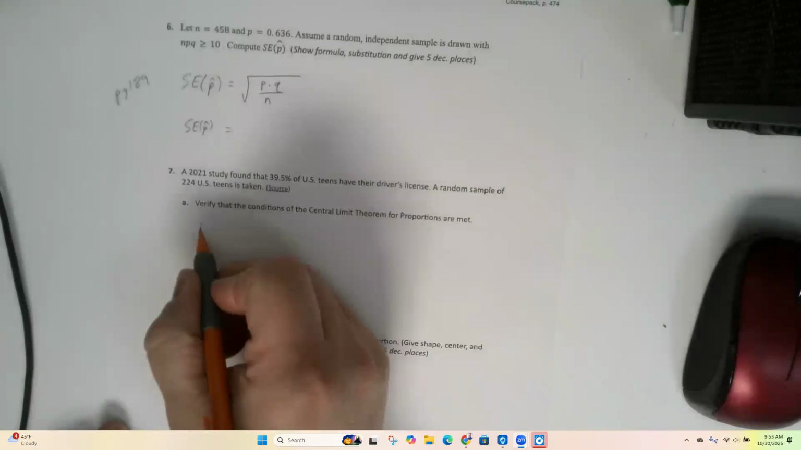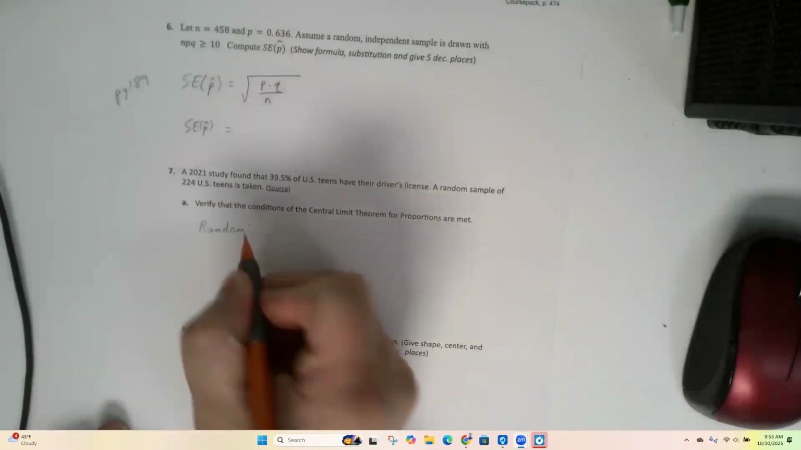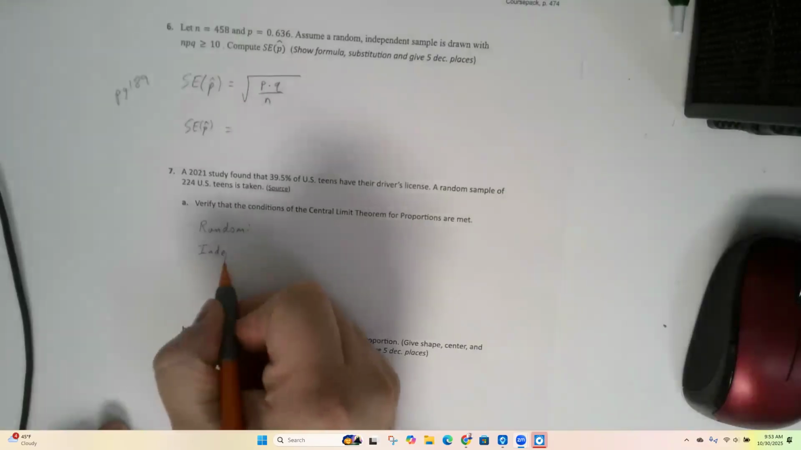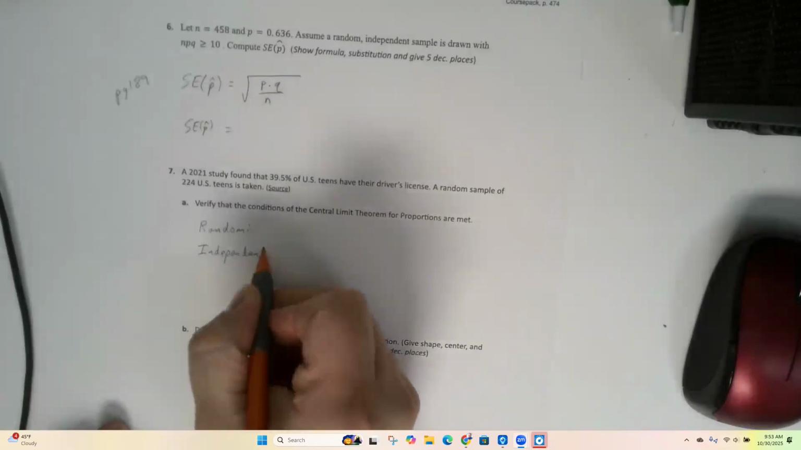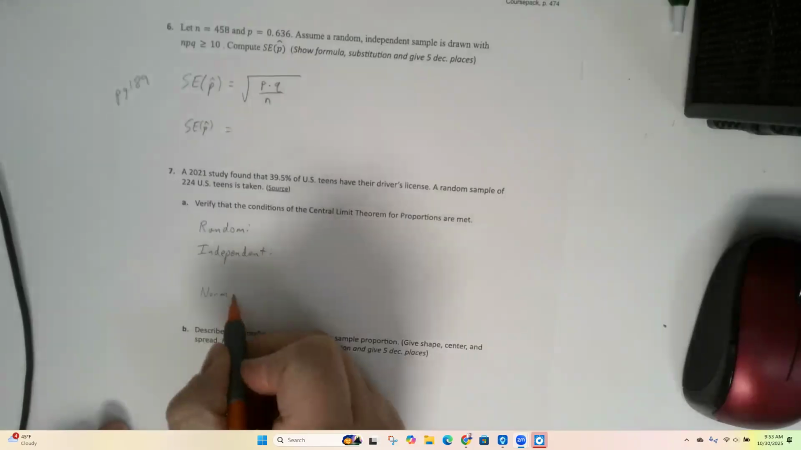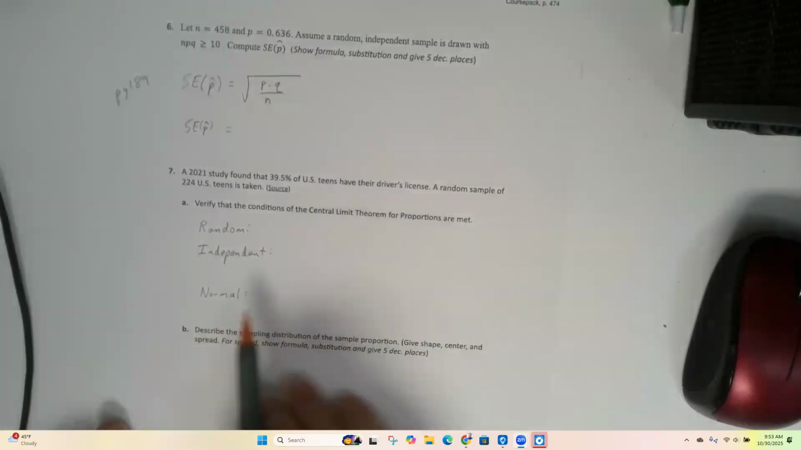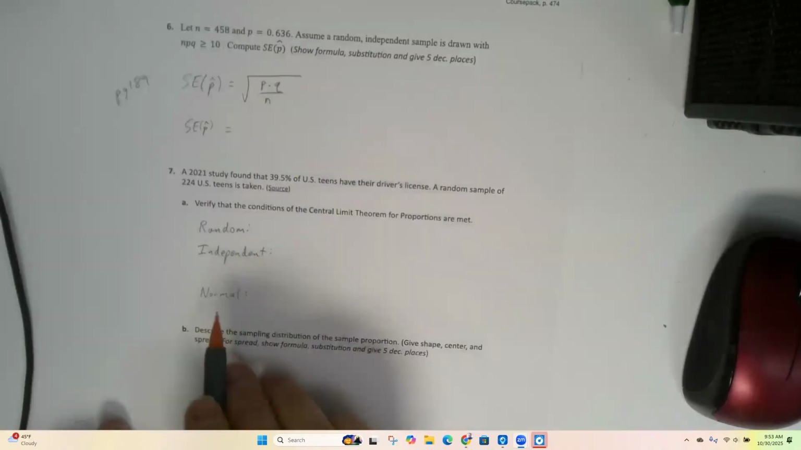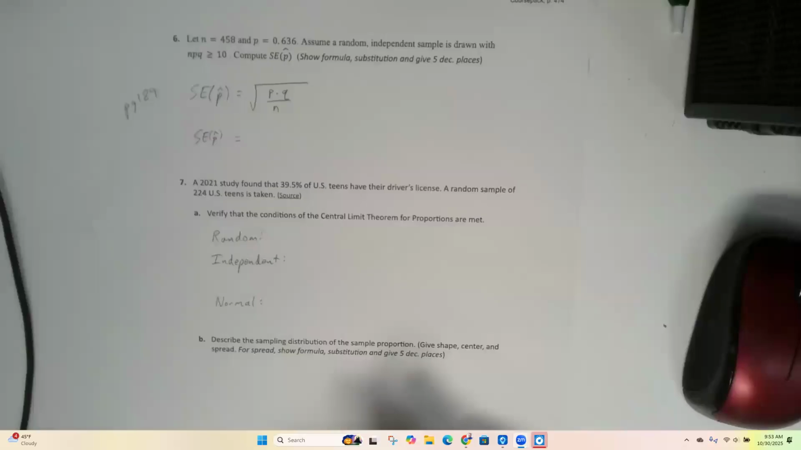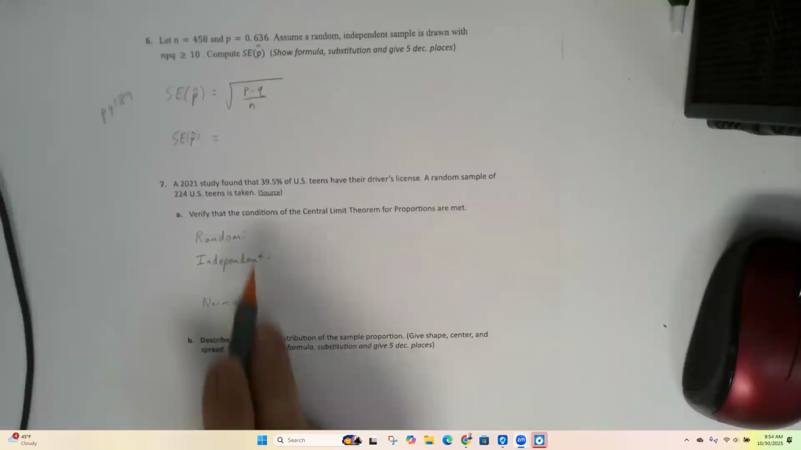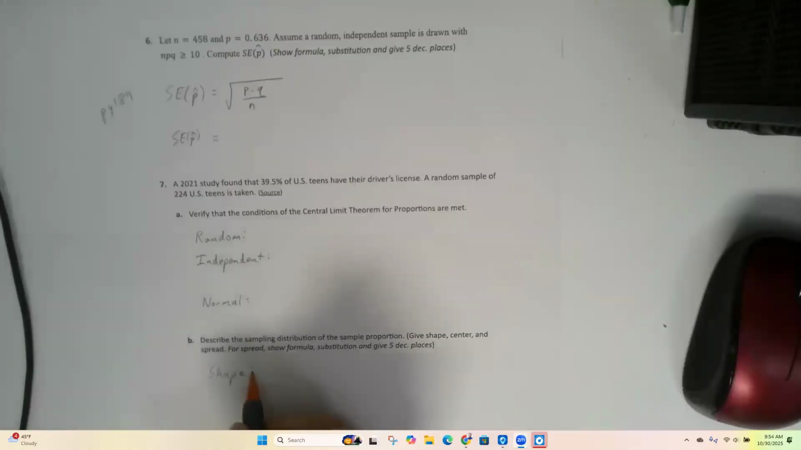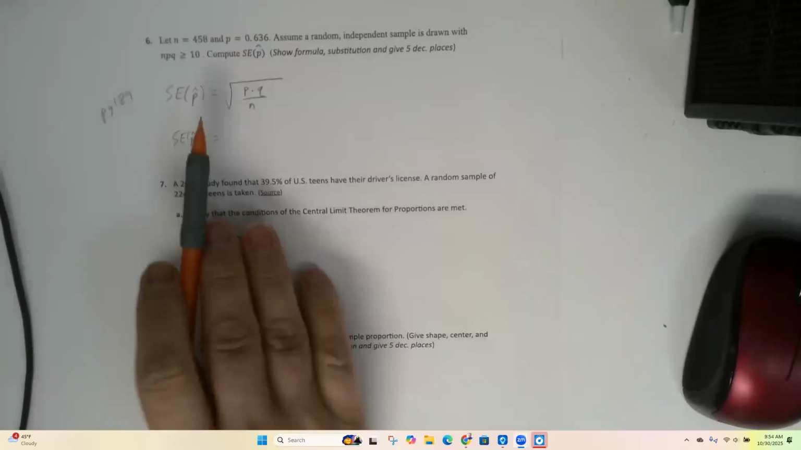So again, we need to check, is it random? Is it independent? And normal. The normal one is going to be different depending on whether you're looking at means or proportions. If all three of those are yeses, then our shape will be normal. Then our center is going to be whatever the p-value is, and then your spread is the same formula from question number 6.